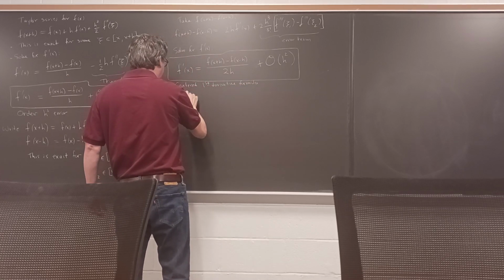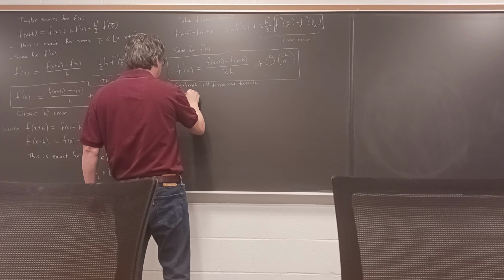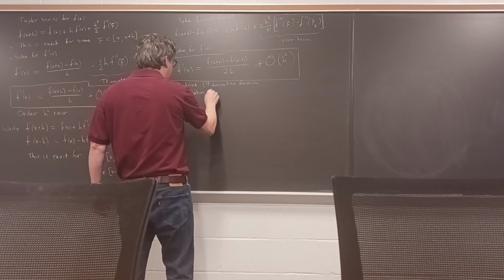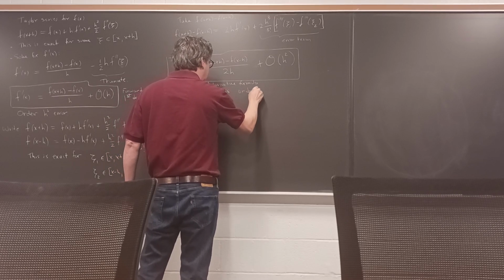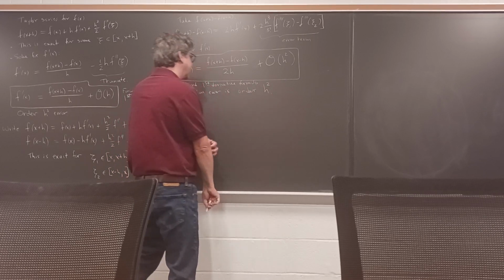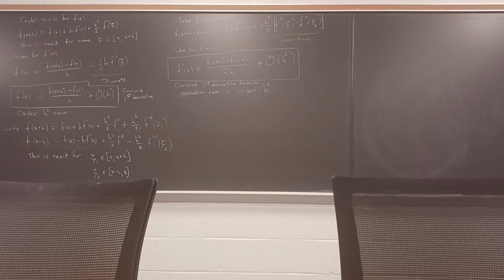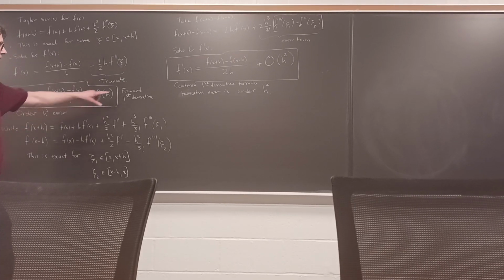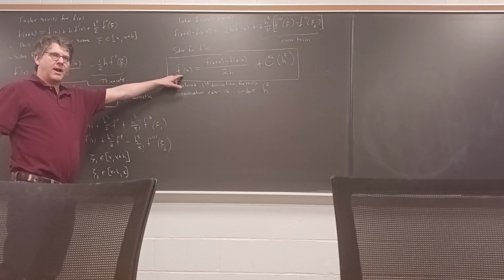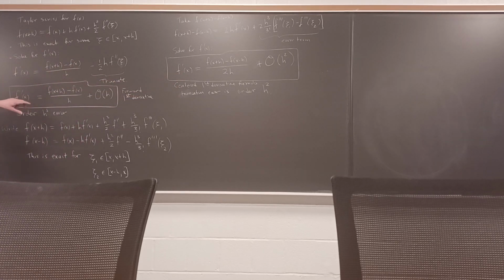And the error here, the truncation error, is order h squared. Okay, so that's a much better truncation error. So for small h, this formula should give a much more accurate answer for the derivative than this formula.